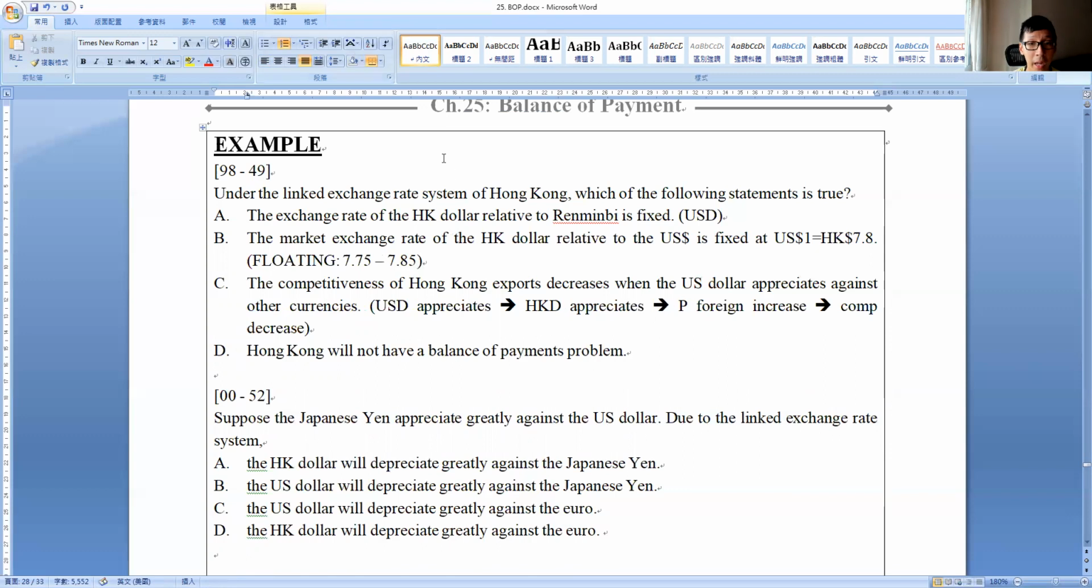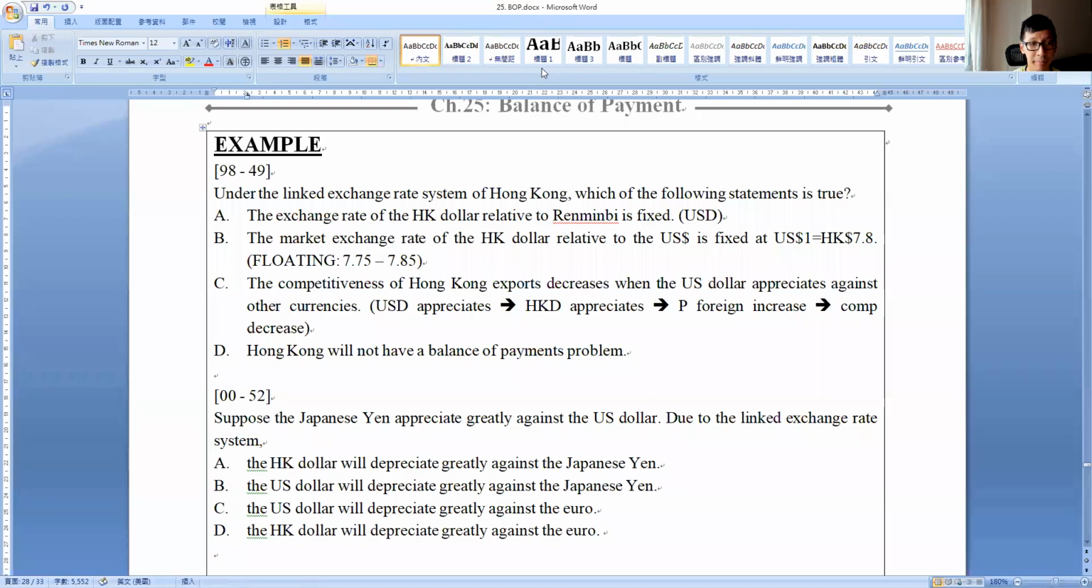So the answer would be D. No, actually, which one is true? I think I misread something. Yes, actually C is the answer. It would decrease. Answer would be C. What about D? We don't have a balance of payment problems. Remember, we are only talking about exchange rate. Exchange rate has very little to do with balance of payment. In fact, all economies may face balance of payments problems. So that's it for this question.